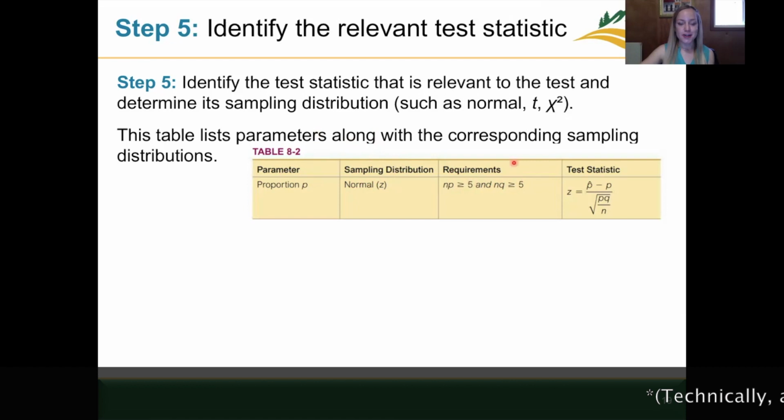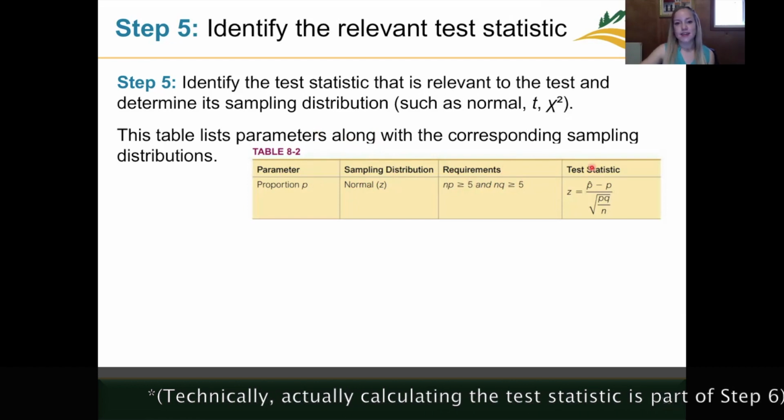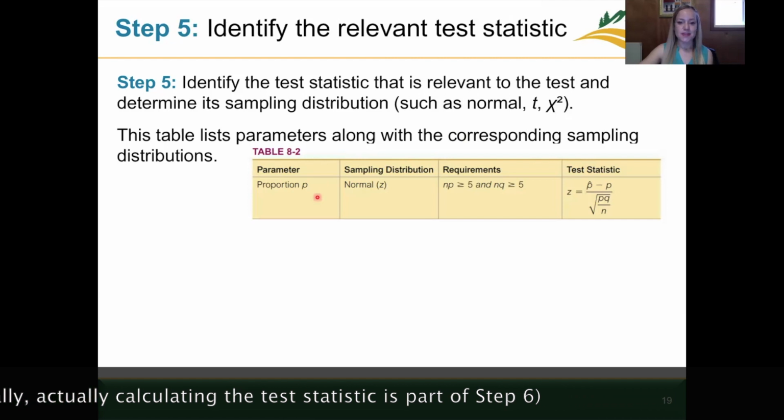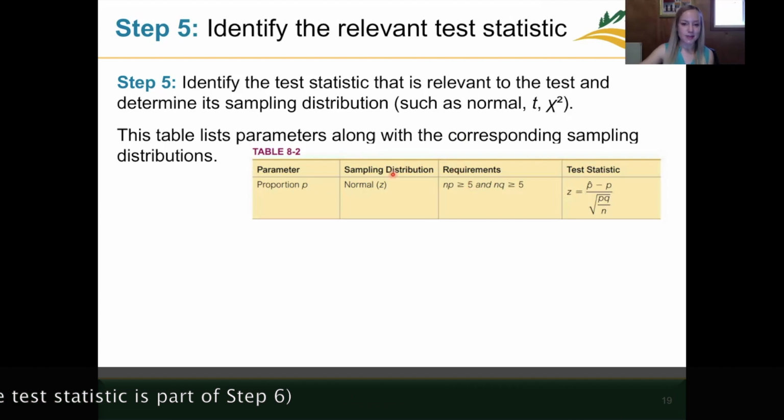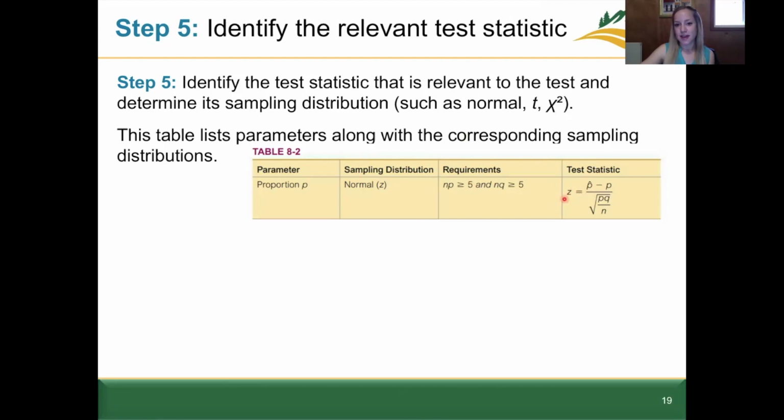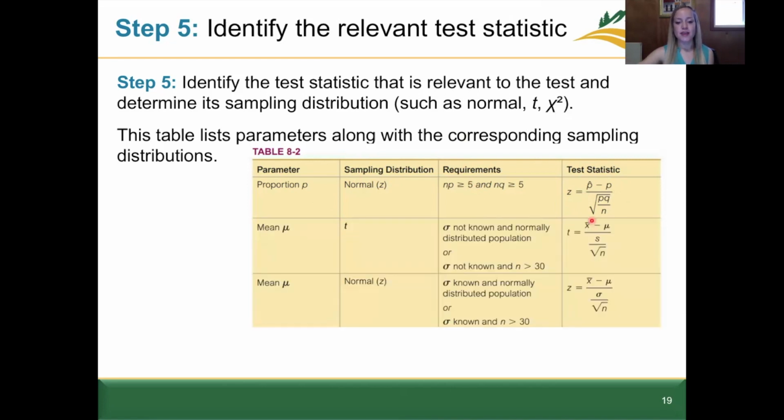Then still part of step 5 is figuring out this test statistic. Again, if we have a proportion, we need to check the requirements of a normal distribution. Then we proceed on to calculating our z value with this equation. Because our drone example uses a proportion, we will practice doing this equation. Now let's say we weren't interested in a proportion value, but instead we are interested in a mean value.